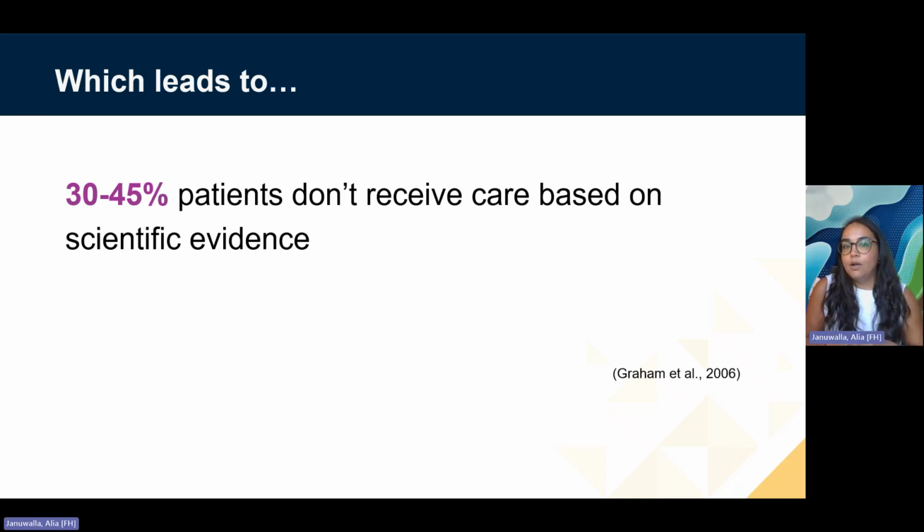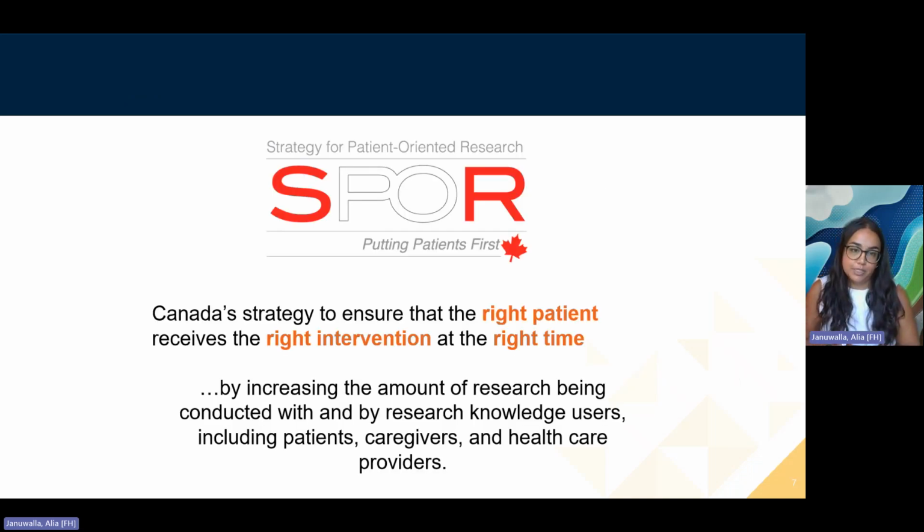And so this leads us to Canada's strategy for patient-oriented research. CIHR, which is Canada's International Health Research Funder, really saw these issues in the losses of research and the failures of research, that they are not necessarily failures, but gaps in terms of the research that they were funding and the amount of impact that that research was actually generating in the healthcare system. And so they created this strategy for patient-oriented research.